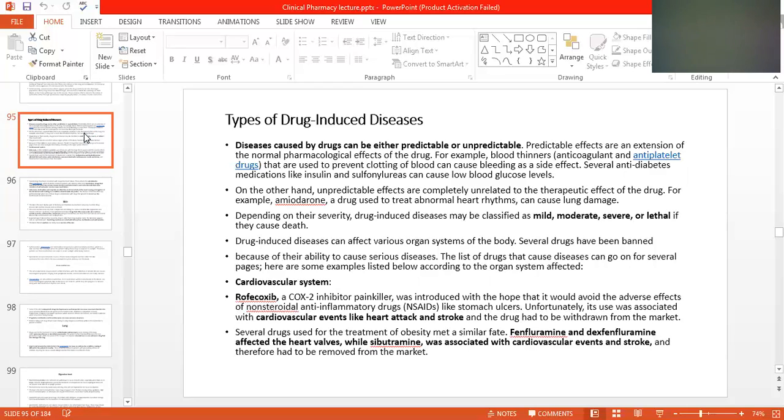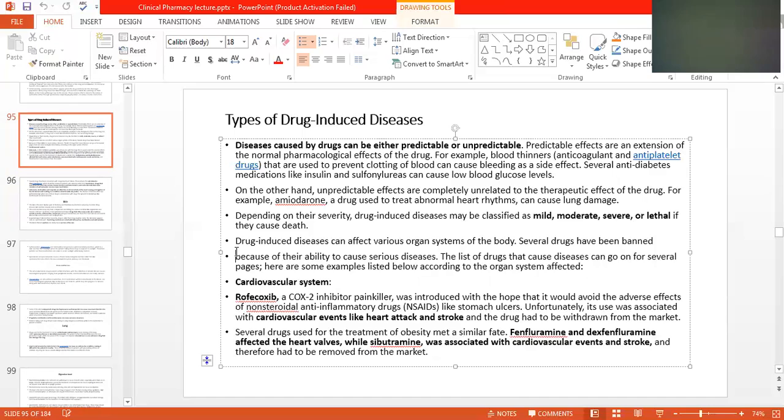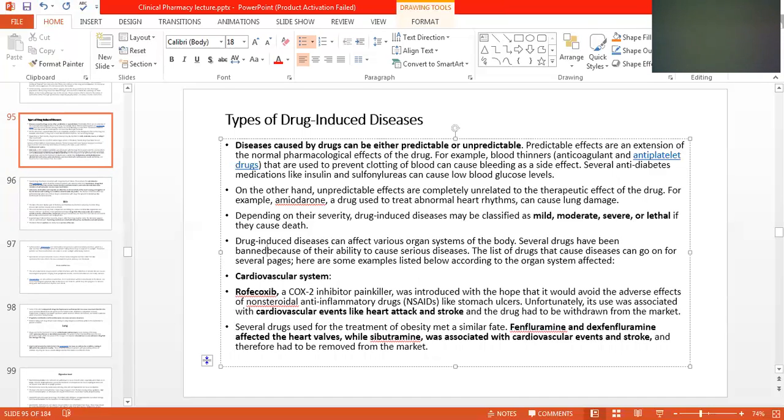So, drug-induced diseases can affect various organs and systems of the body. Several drugs have been banned because of their ability to cause serious side effects. The list of the drugs that cause diseases can go on for several pages. Here are some examples listed below according to the organ system affected.